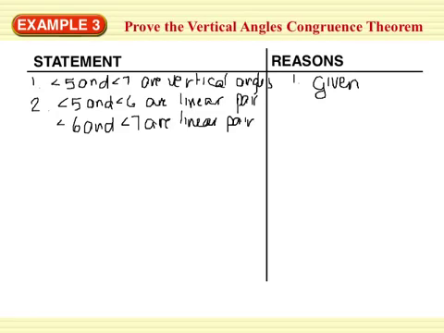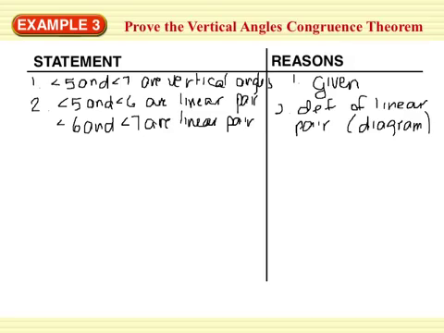Okay, what's our reason there? Our reason is the definition of linear pair. We see that in the diagram. We can interpret that diagram because we know that they're vertical angles. Vertical angles are made by intersecting lines, and a linear pair uses a line and a ray to form a linear pair. All right, what else do we know?